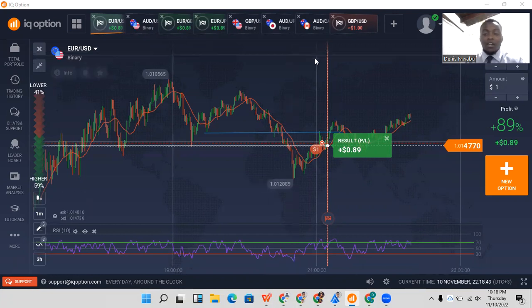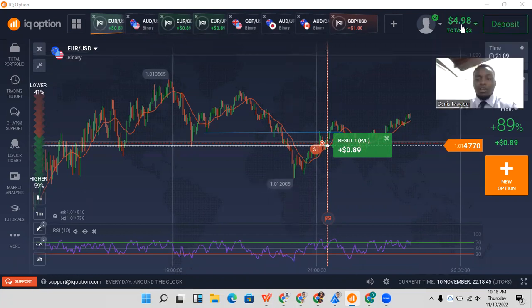By the way, this is a real account that I was trading. You can see it's very little money, but it lets me test my strategies before I get into the big amounts of money.